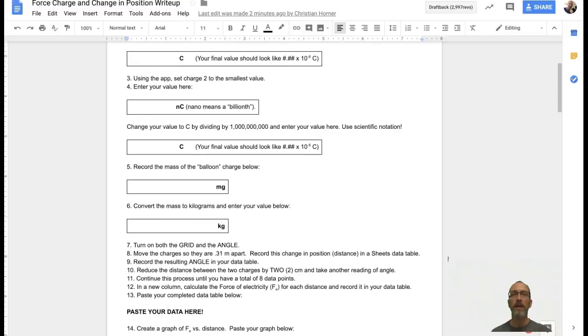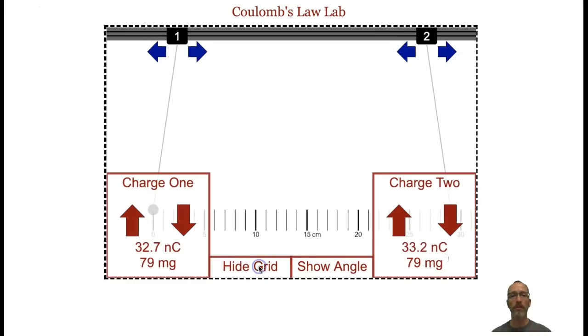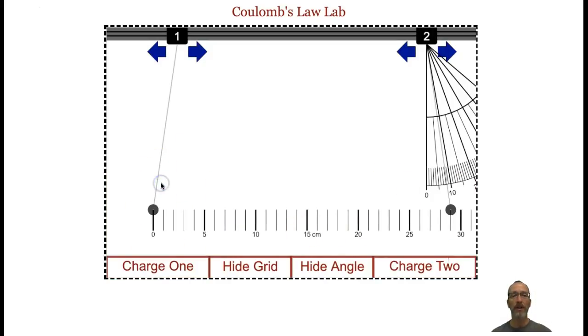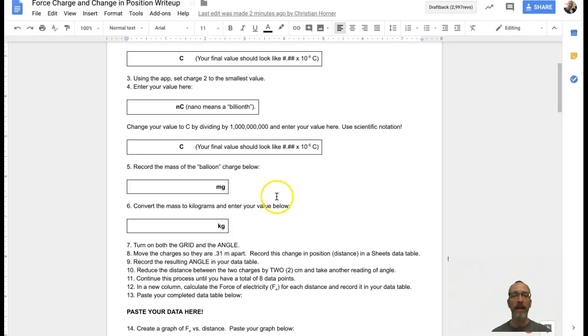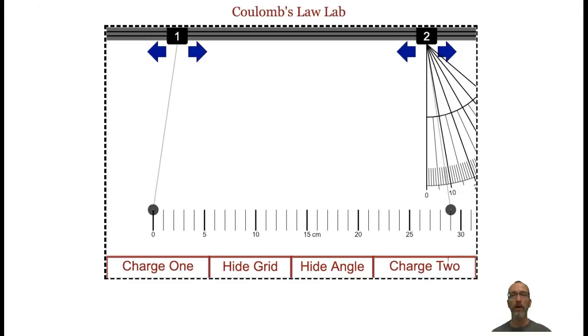There is a grid on the inside of the app, and so you'll want to say show grid, and then you'll also want to say show angle. At this point, it's really hard to see what's going on between the two, so if you just click on the word charge 2 and on charge 1, those will disappear. The next step in the lab, they want you to move the charges so that they are 0.31 meters apart.